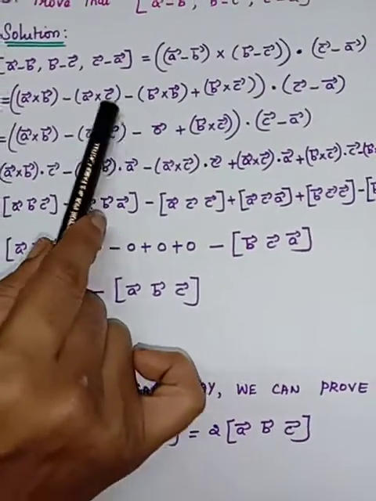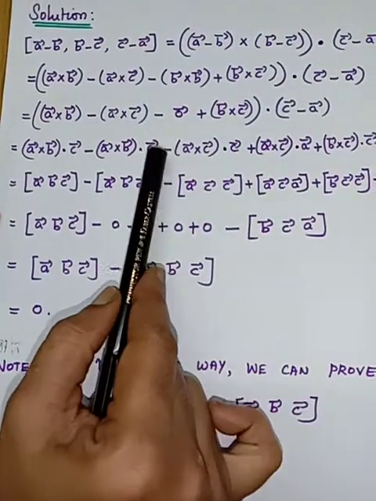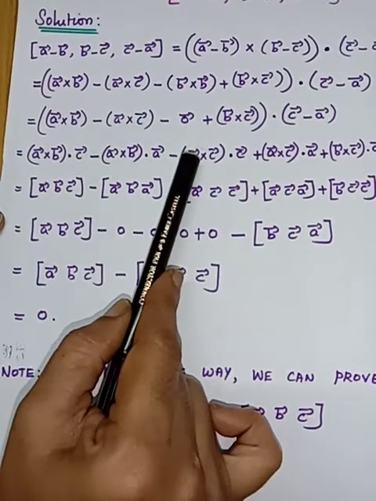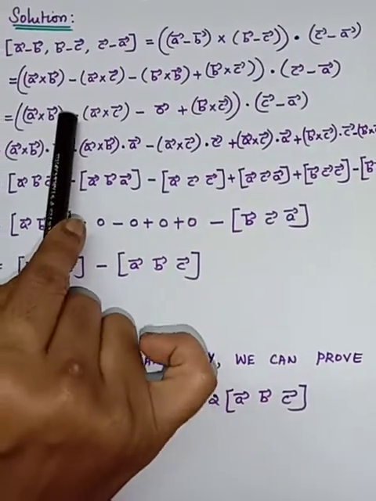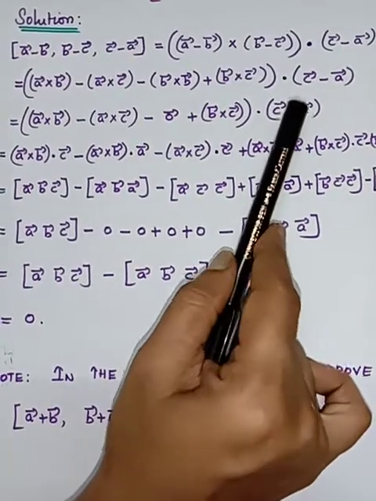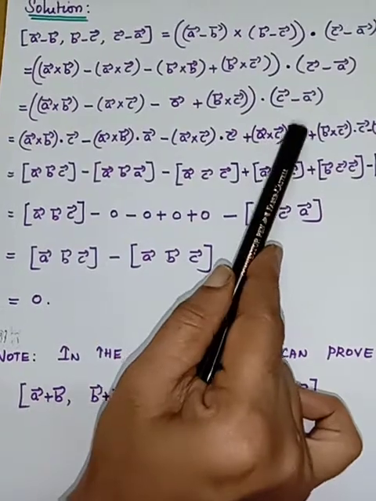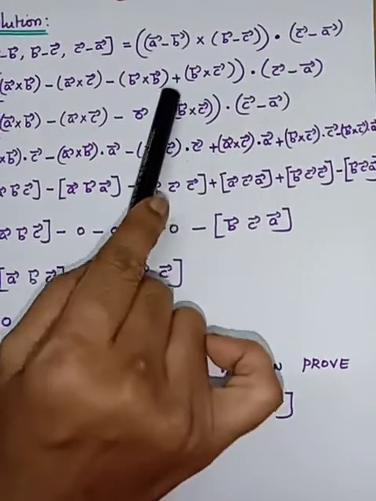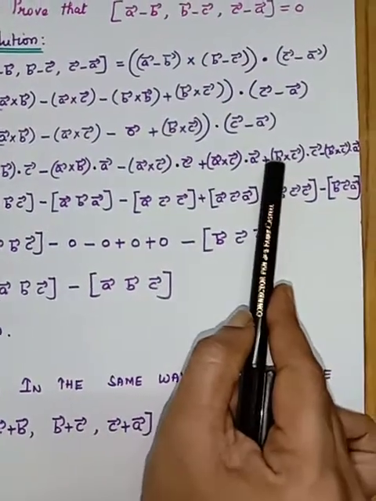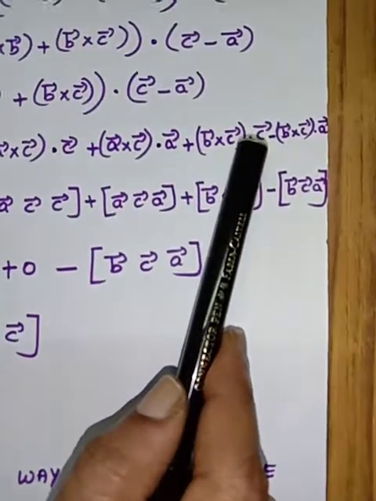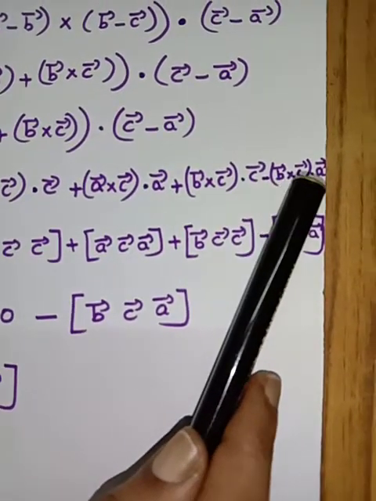Next one, the same way you take this vector and take the dot product with C vector and minus A vector. So it will become minus of A vector cross C vector dot C vector. Here also you are having minus, here also you are having minus. So minus into minus will become plus: plus A cross C dot A vector. The same way you take this vector and take the dot product with C vector and minus A vector. So it will become B vector cross C vector dot C vector minus B vector cross C vector dot A vector.